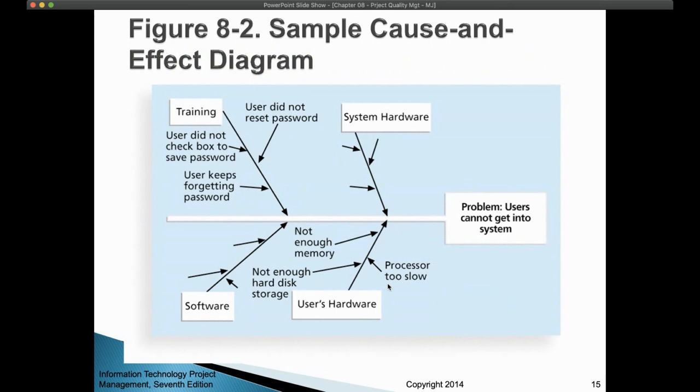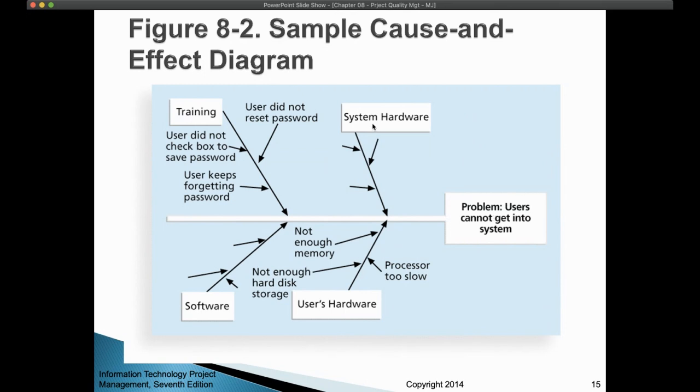So you can see here that you are tracing from training here. You are seeing what are the probable causes in training. The problem here is that users cannot get into the system. So why can the users not get to the system? Maybe it is a training problem. They don't know how to use their username and password, or they cannot reset the password, or they always forget their password or something. So these are the causes that might cause this effect.